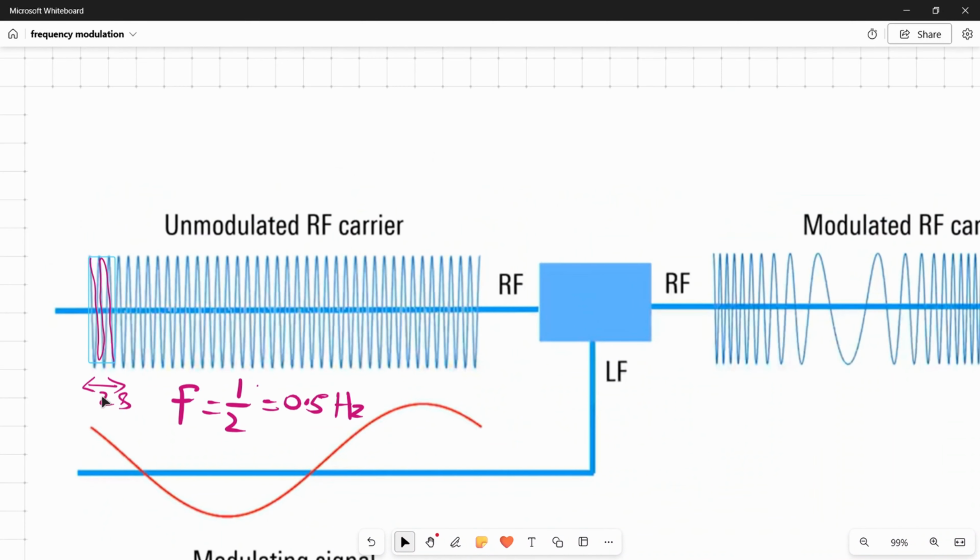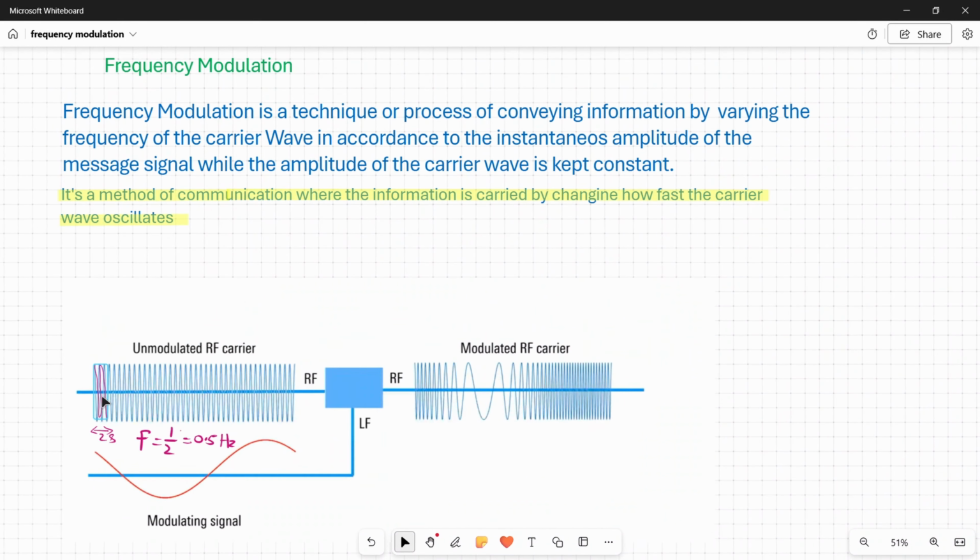Now that we've gotten what frequency is out of the way, what actually happens? In frequency modulation, the frequency of the carrier wave is changed or altered according to the instantaneous amplitude of the message signal, while other properties are kept constant. What that means is that the frequency, which is just the number of cycles, would either increase or decrease based on the message signal.